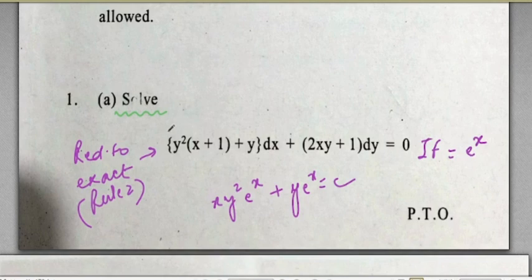If you look at it, it's a reducible to exact, rule 2 application, where your integrating factor turns out to be e to power x when you consider del M by del y minus del N by del x upon N. So it's very easy to figure out. Those who know rule 2 can easily figure out that e to power x is an integrating factor, and the final solution looks like this.